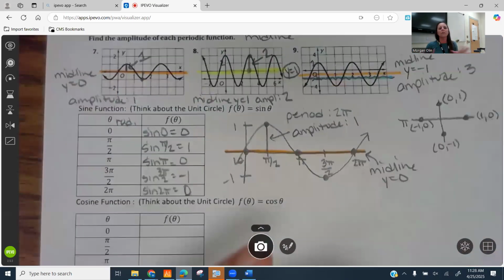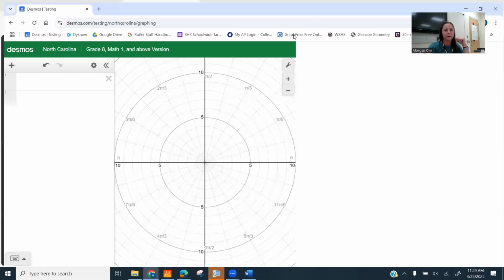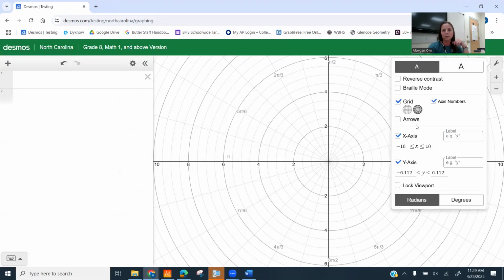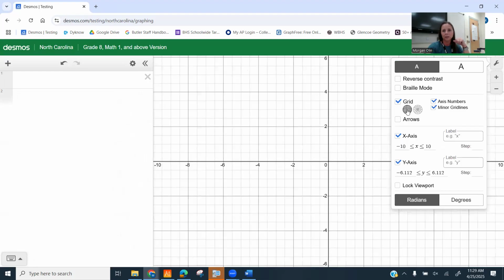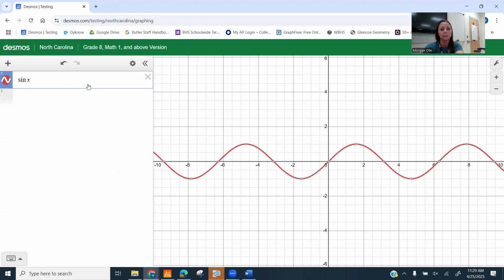Now let's go verify this all on Desmos right quick. I'm going to make this big. Now, I want the Cartesian coordinate. I don't want this circle, so I'm going to hit this again. And then I'm going to just type in sine of, and you could put theta or you could put x. It doesn't matter. I'm just going to put x for this case. Now, start looking at this.